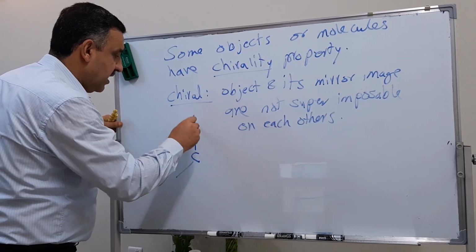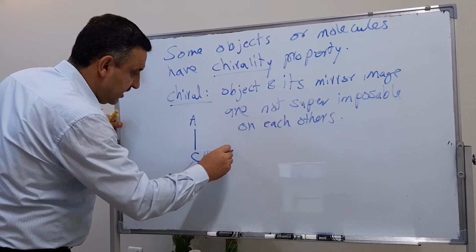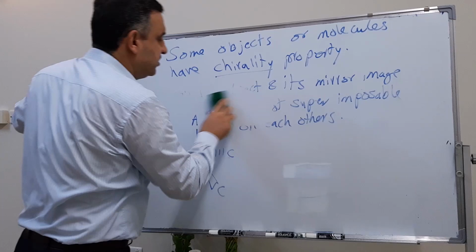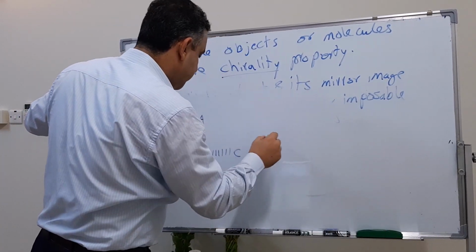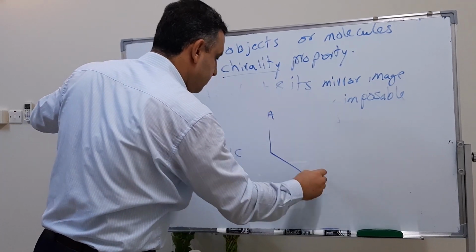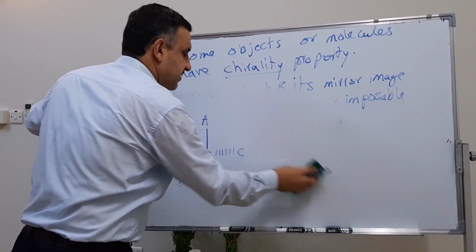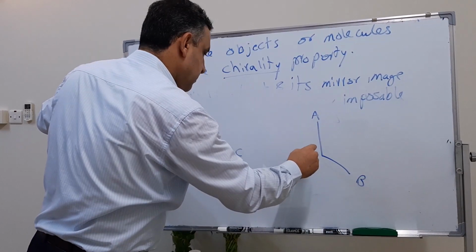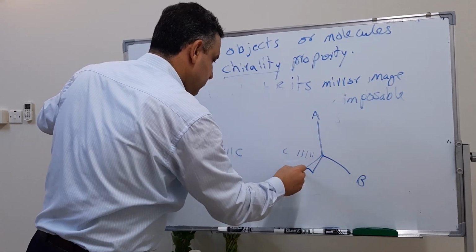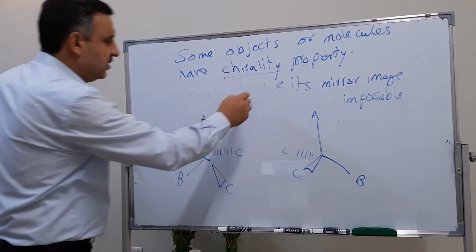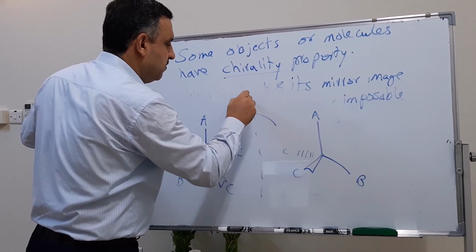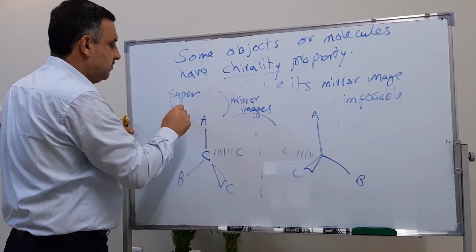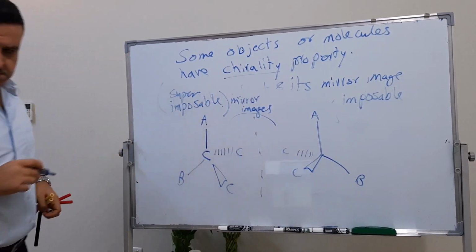So in this case, for example, if we have a tetrahedral atom connected to, let's say, A, B, C, and C, in this case, this object and its mirror image, the mirror image here will be like this: A, B, C, C. You can see these two are mirror images, but they are superimposable onto each other. Do you follow me?